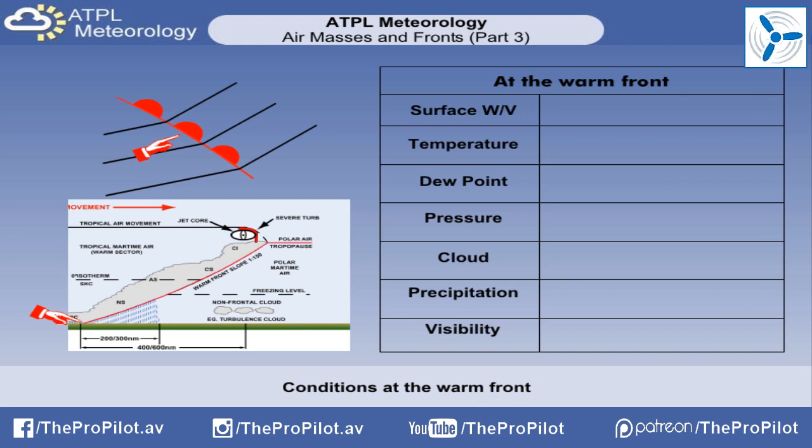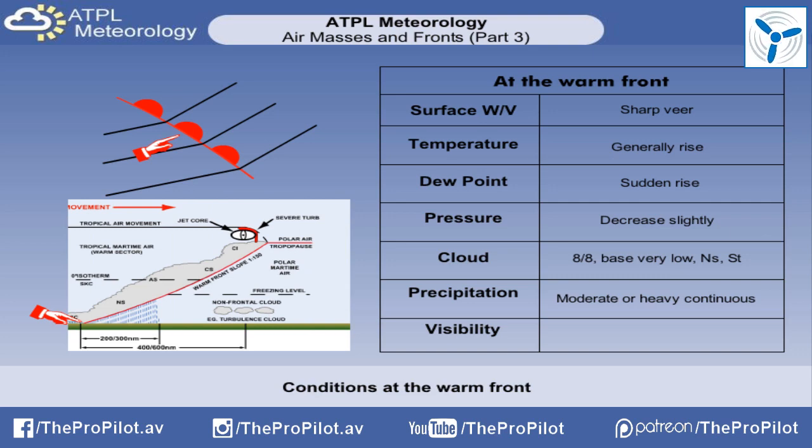At the warm front, the wind will veer sharply. The temperature will usually rise. The dew point will suddenly rise. The pressure will still decrease slightly. The cloud will be low and remain fairly constant. Precipitation will be continuous and moderate, perhaps heavy. The visibility will be poor with widespread hill fog developing.